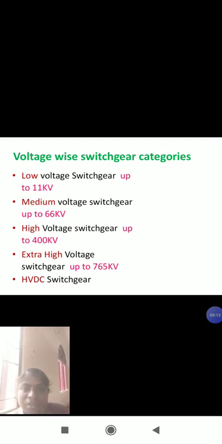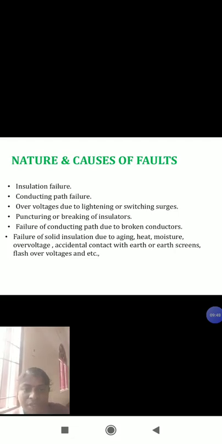We can classify the switchgears based on the voltage range. We call switchgear ranging up to 11 kilovolt low voltage switchgear, up to 66 kV medium voltage switchgear, up to 400 kV high voltage switchgear, and up to 765 kV extra high voltage switchgear.